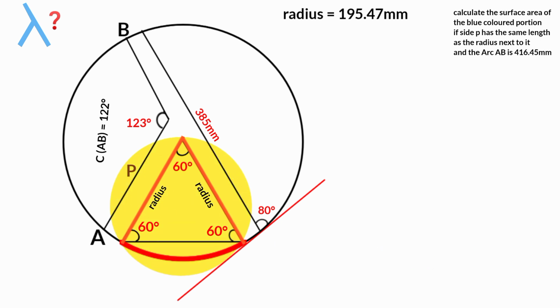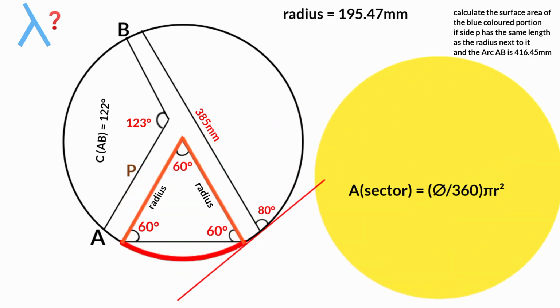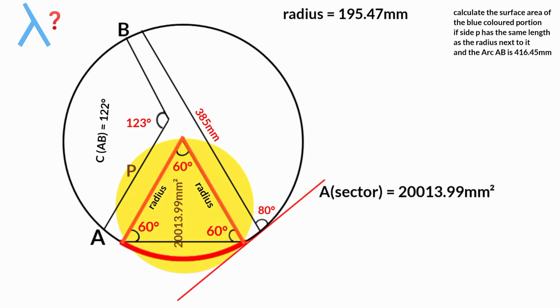Now since this is a sector, the formula for calculating the area of a sector we know is theta over 360 pi r squared. Theta is the angle at the center, which is 60 degrees, and r is the radius, which we have to be 195.47 millimeters. So area of sector equals 60 over 360 times pi times 195.47 all squared, which if you press your calculator is approximately 20,013.99 millimeters squared. So the area of this sector here is 20,013.99 millimeters squared.